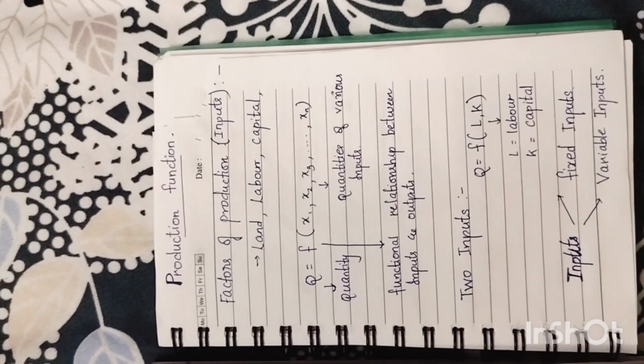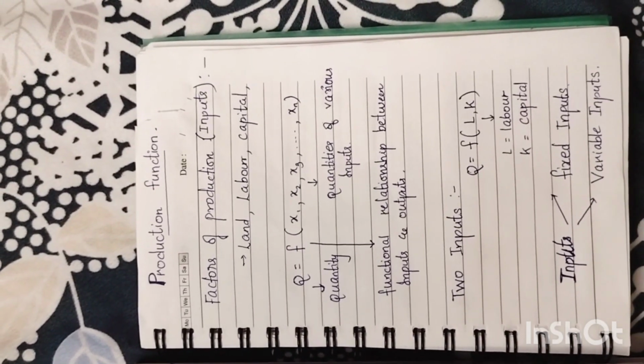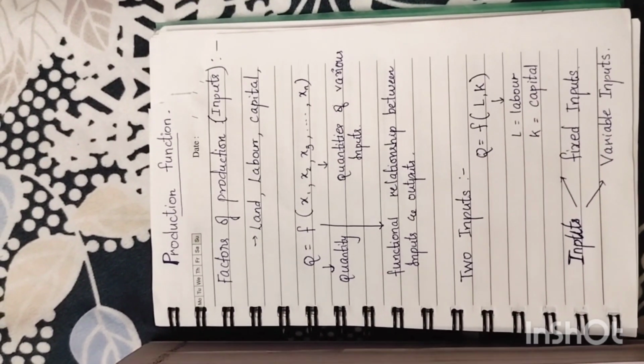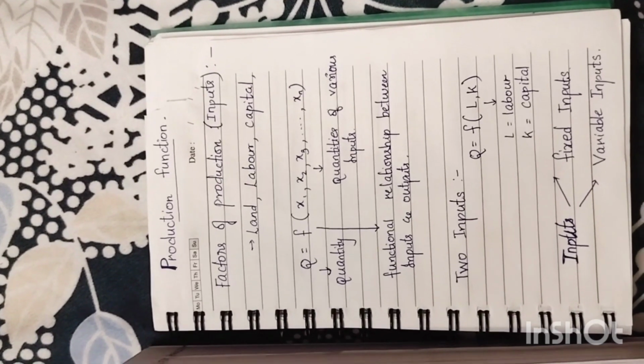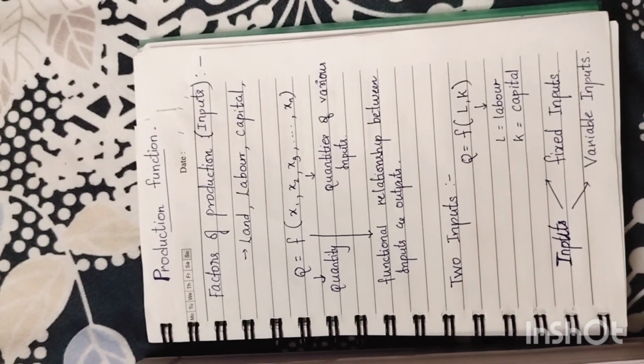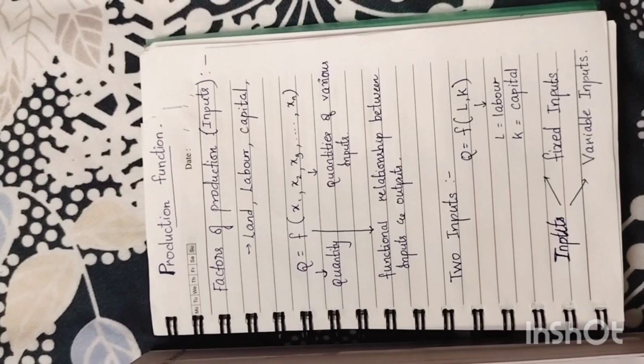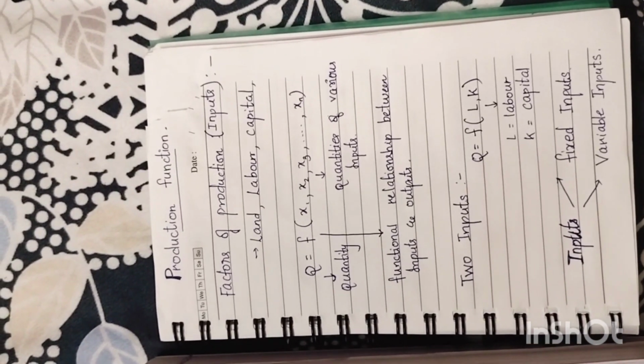Hello everyone. In today's video, we'll discuss production function. So we'll start with the definition of production function. A production function is the functional relationship between input and output.